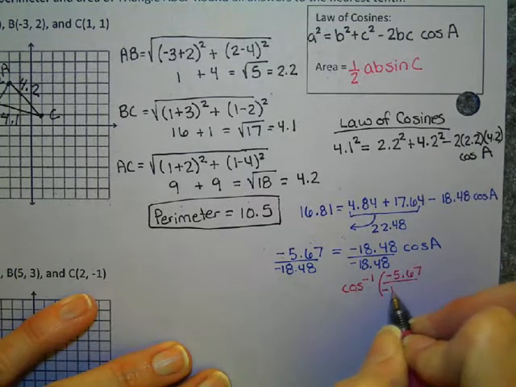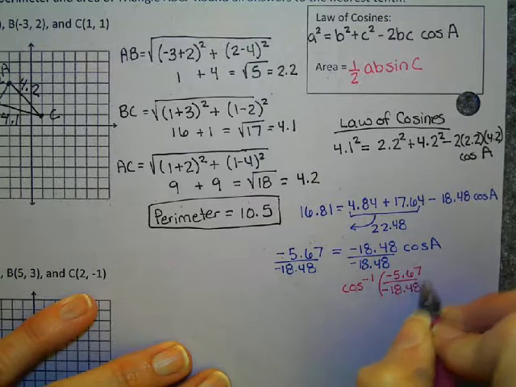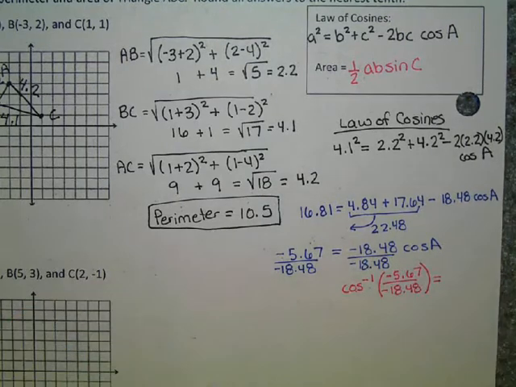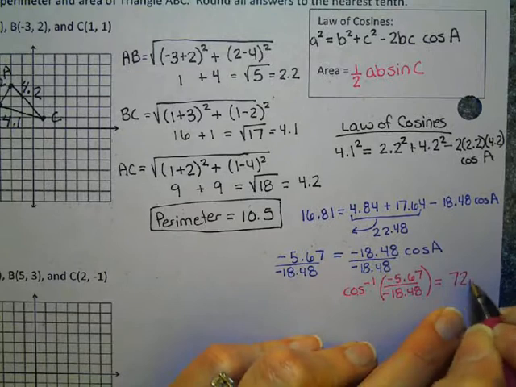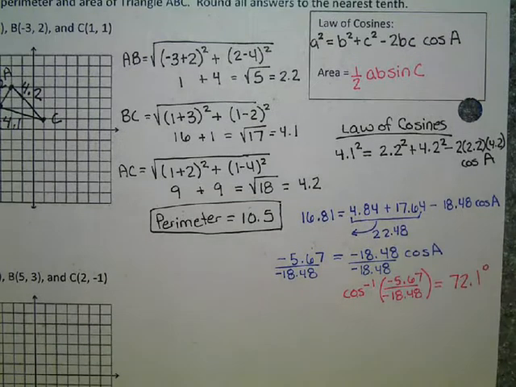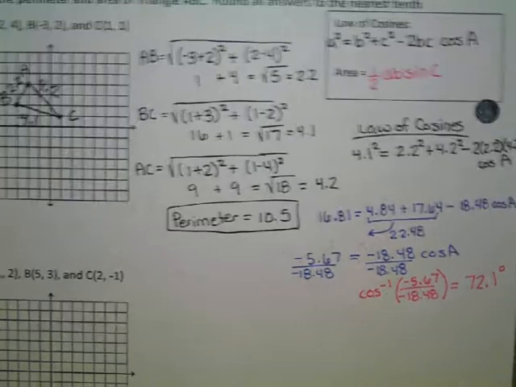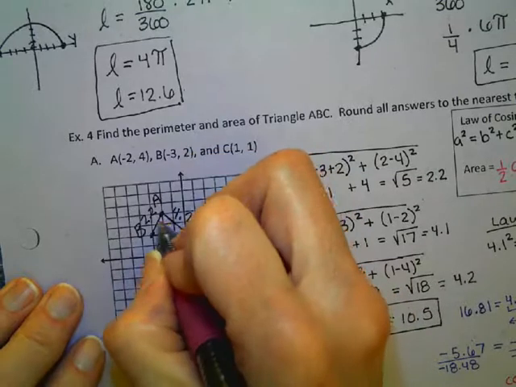So on your calculator, you're going to type cosine inverse. Remember, you have to hit the second button, and then you divide negative 5.67 divided by negative 18.48. And that will tell us what angle A is. Let me try that. Cosine inverse, so I have to hit my second cosine. Negative 5.67 divided by negative 18.48 comes out to about 72.1. So we're going to say A is 72.1 degrees.